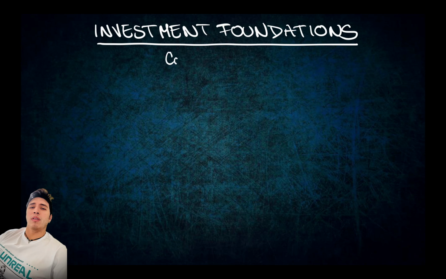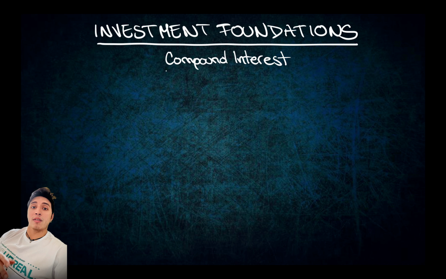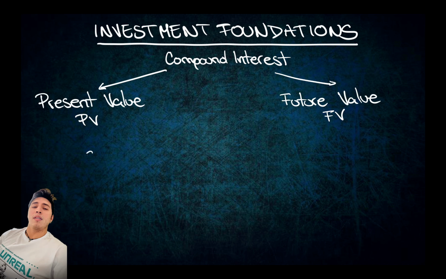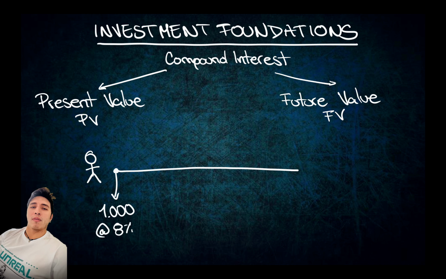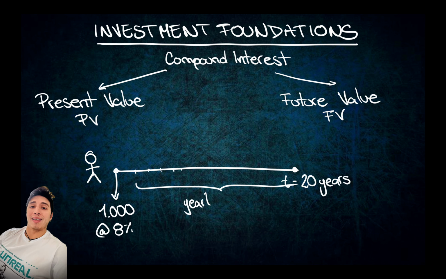Hello, so now that you understood the concept of compound interest, I will show you how to use that for those important concepts, the present value and the future value. In the previous video, we invested 1,000 euro at the rate of 8% for 20 years. That means that it's going to be like yearly compound. In this case, every time the interests are going to be added to the principal to calculate the new interest. That's what we call reinvesting.